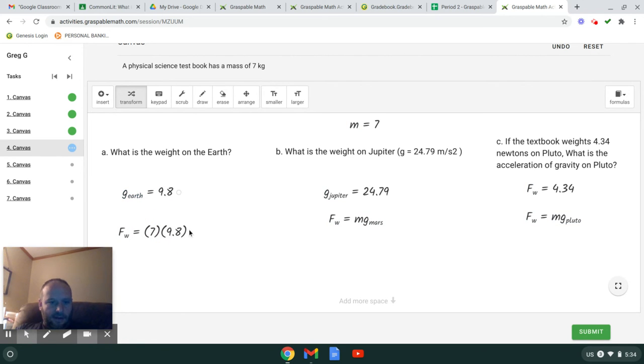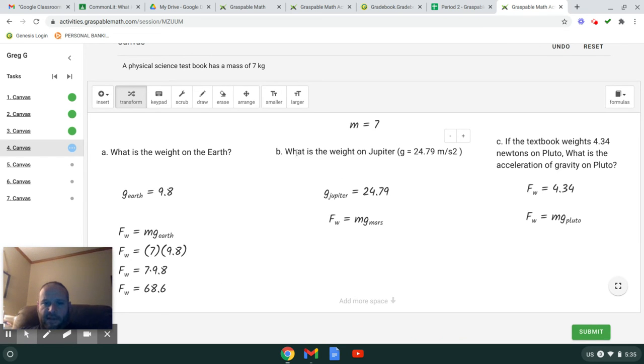Now I've got my equation here: F_W equals 7 times 9.8. I'm going to drag this down so I can see my formula. Again, I click to get rid of my parentheses, and then I've got my multiplication. Click that, and it gives me my answer. My weight on Earth was 68.6. The unit is newtons. Every time we have force, it's going to be newtons. This program doesn't let you put in units.